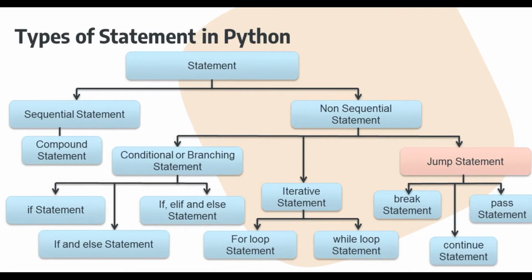So let's begin, student. Before I start the first content, we have to review what statements we covered in earlier videos. In the earlier video we covered sequential statement, in which we discussed what a compound statement is. Under non-sequential statement we covered conditional or branching statements like if statement, if else statement, if else ladder, and iterative statements, in which we covered loops, that is for loop and while loop. Now we are talking about jump statement. Jump statement contains 3 types: break statement, continue statement, and pass statement.